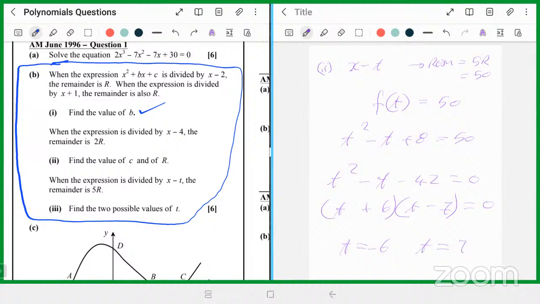So this question was really just an algebra question. I'm going to stop here for today because I'm really very tired.